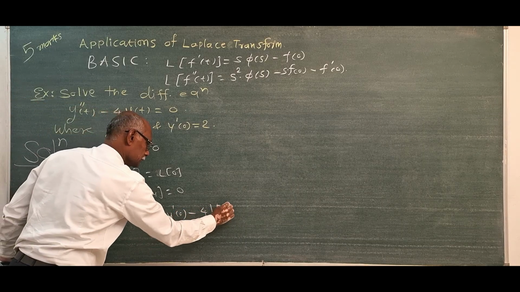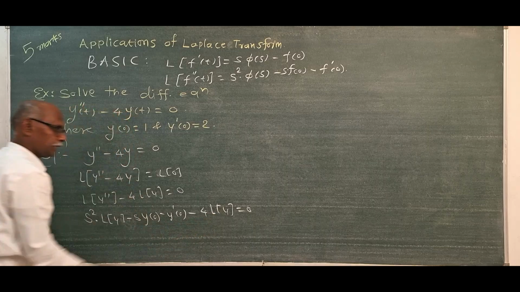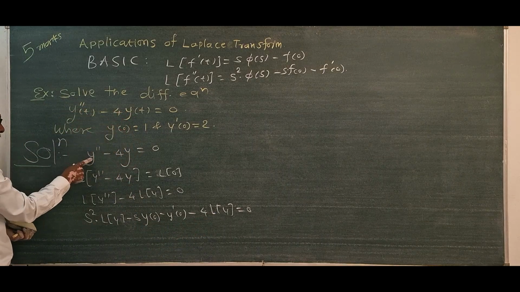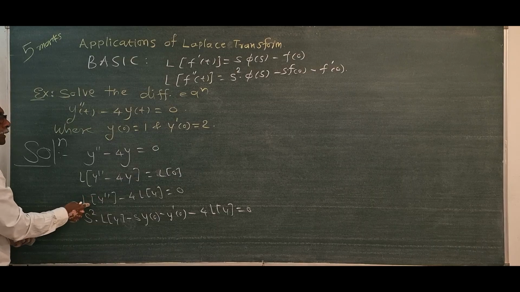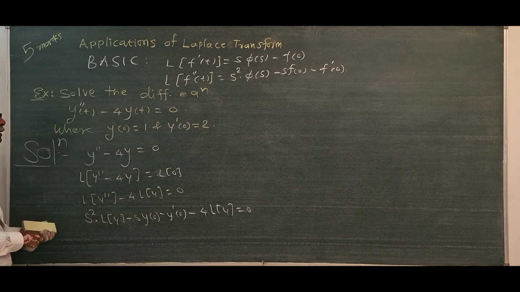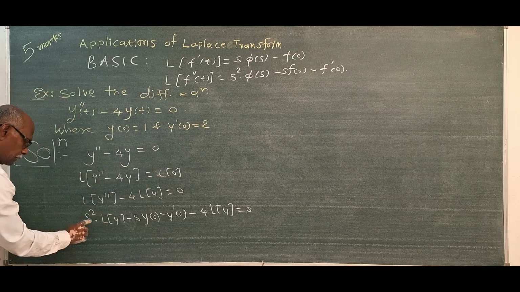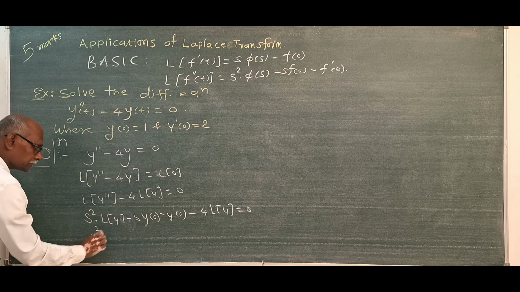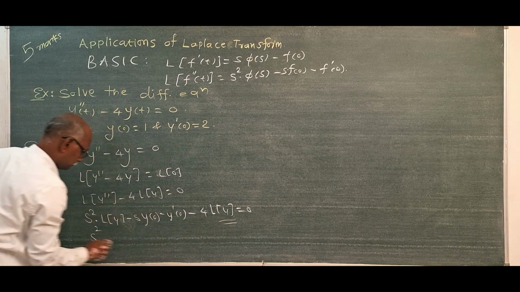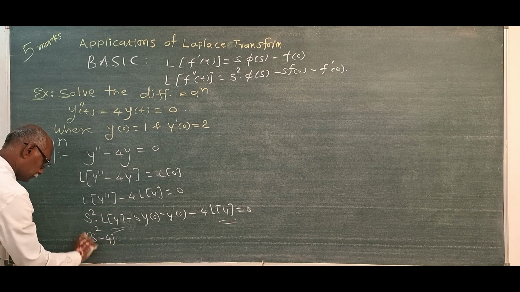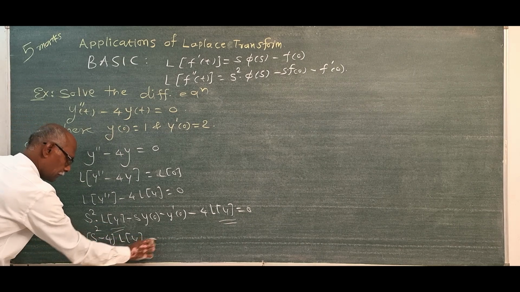See, to solve the differential equation, you are given conditions as they are. Take Laplace, then use the formula and get this. Now use these conditions, y at 0 and y dash at 0. So s square into L of y as it is. We may take L of y common. So we get s square minus 4 and then multiply by L of y.